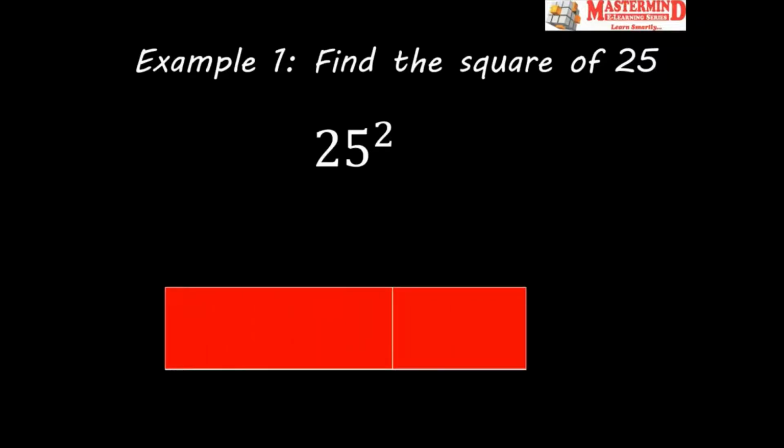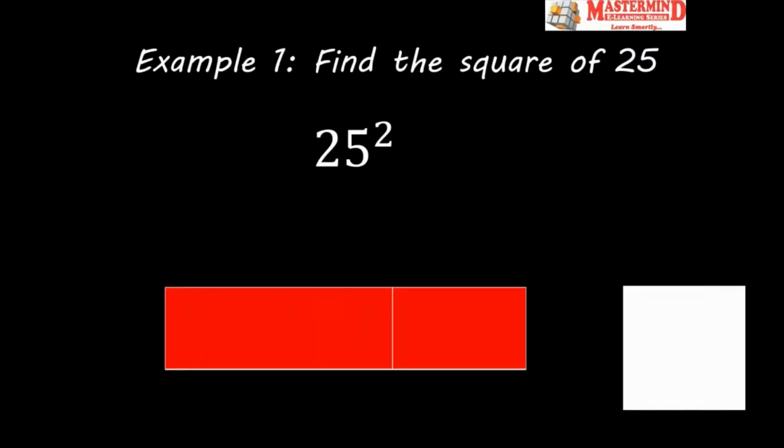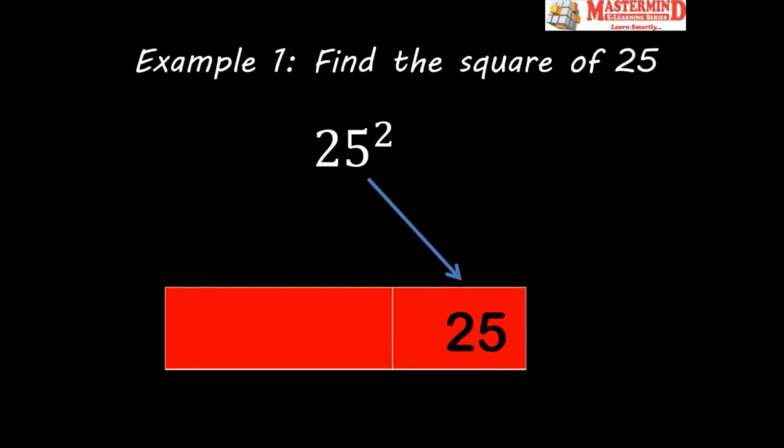Find the square of 25. Now how do we find the square of this number? Now we have this number 25. Our answer would be divided into two parts. For the right part, we just have to write 25, because 5 square is 25.